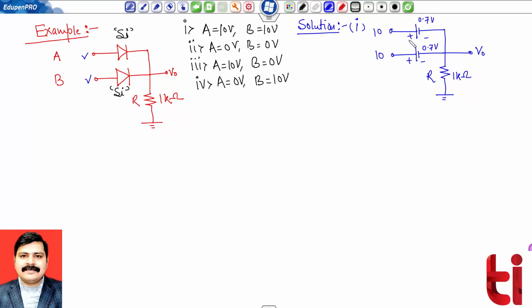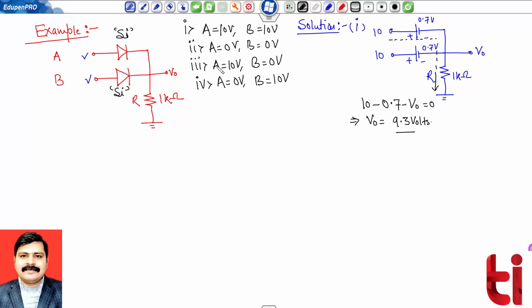If you take any loop, suppose I'm taking this part as a loop. I can take either this loop or the second loop, then apply KVL. What I will receive: 10 minus 0.7 minus V naught equals 0. Therefore my V naught will be equal to 9.3 volts. My V naught is 9.3 volt in this case.